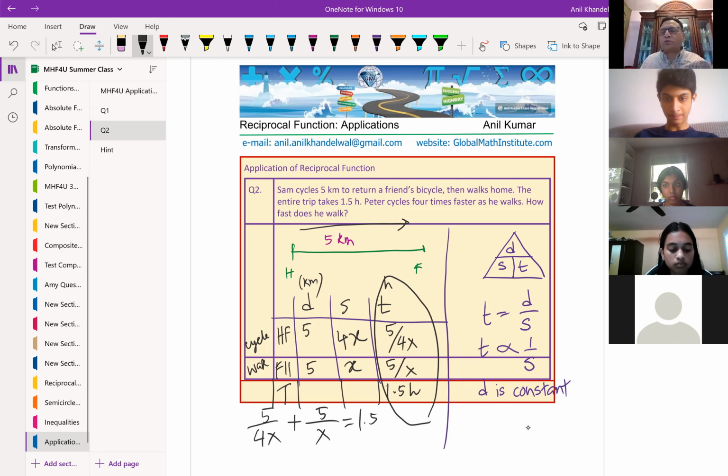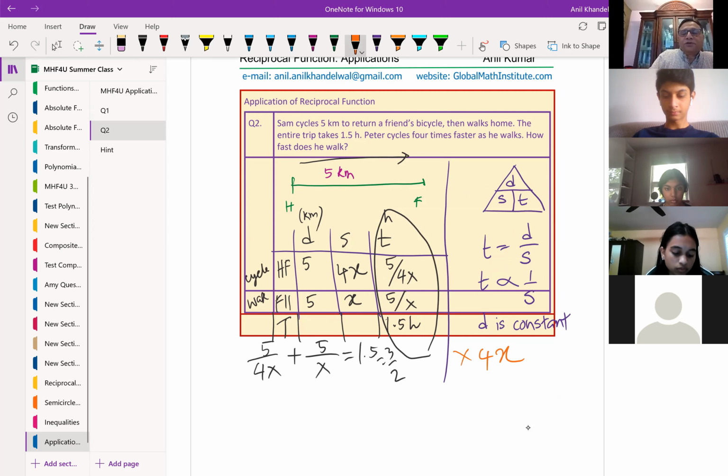Now, most of the students will leave it in decimals. However, I like fractions. So 1.5 can be written as 3 by 2, correct? Instead of going into decimal, it can be written as 3 by 2, right? Can we easily solve this equation and get the answer for x? Take common denominator or multiply everything by 4x, correct? If I multiply everything by 4x, so that is to say, what am I doing? Just times by 4x, correct? Then what do you get?